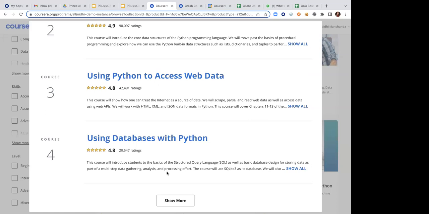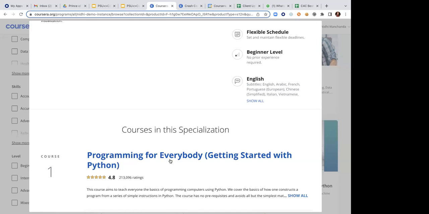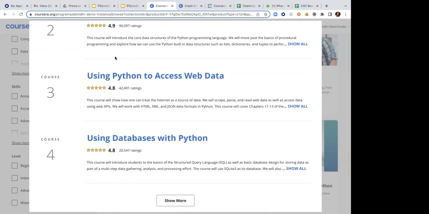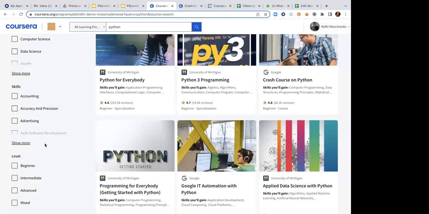And the good part about a specialization is that you will get individual certificates for each of the courses. And after the individual certificates, once you have completed the entire specialization, you will also get a specialization certificate mentioning that you have completed the entire specialization Python for Everybody. So basically, that's the final certificate that you get.